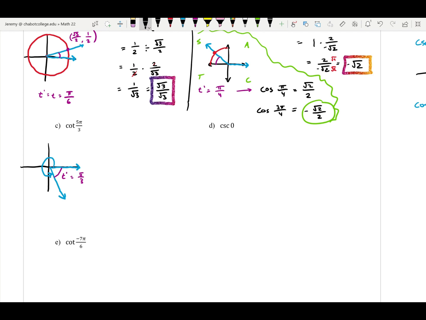Now, how do I deal with this cotangent here? Cotangent is the same as the reciprocal of tangent, which will be the reciprocal of sine over cosine. So here's how I can break this up in terms of sine and cosine. This is the same as cosine of 5 pi over 3 divided by sine of 5 pi over 3.